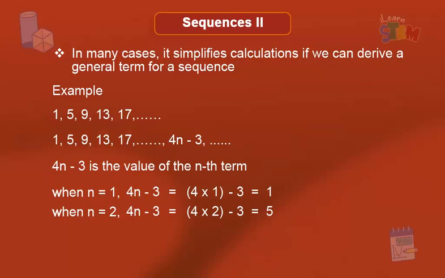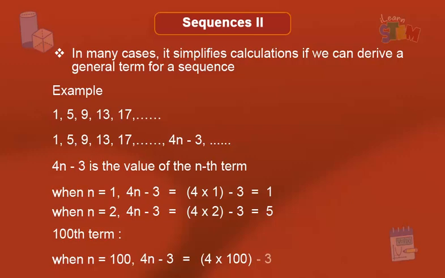Suppose we want to find the 100th term in the sequence. We substitute 100 for n into the general term. This gives us 4 multiplied by 100 minus 3. 4 multiplied by 100 is 400. 400 minus 3 equals 397. By deriving the general term for a sequence, we simplify our work significantly. This way, we don't need to calculate each term individually to find a specific term in the sequence.